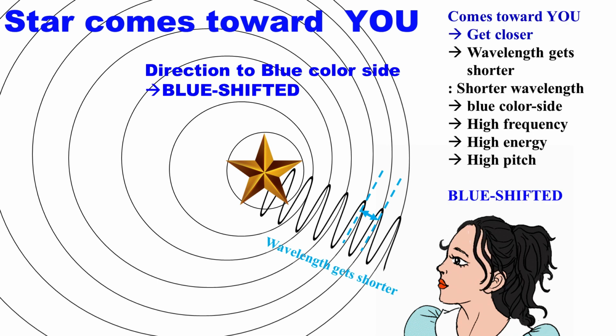So the star comes toward you, gets closer, and the wavelength gets shorter. Shorter wavelength means the wavelength moves to the blue color side with a higher frequency, higher energy, higher pitch. We call this blue shifted. Therefore, the wavelength changing in the direction of the blue color side is blue shifted.